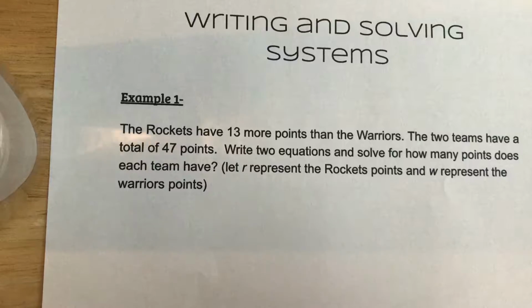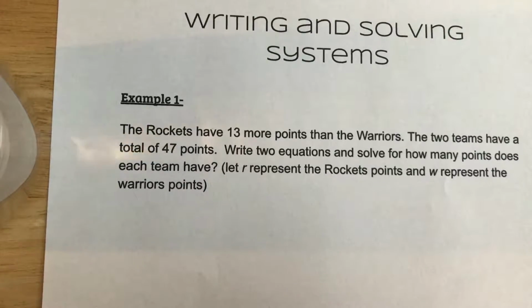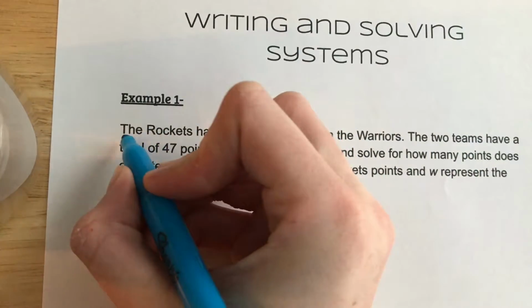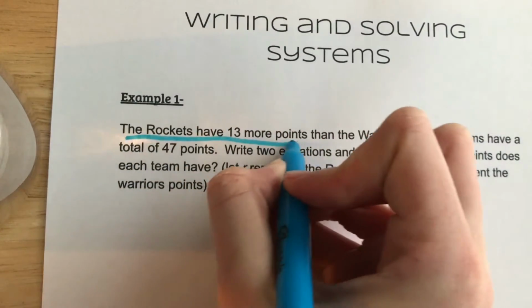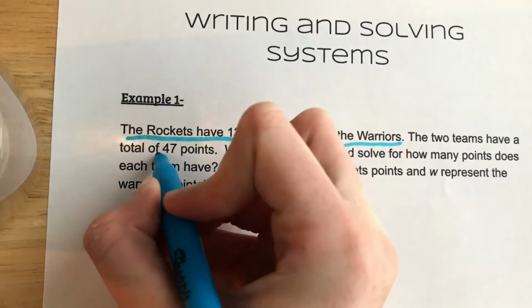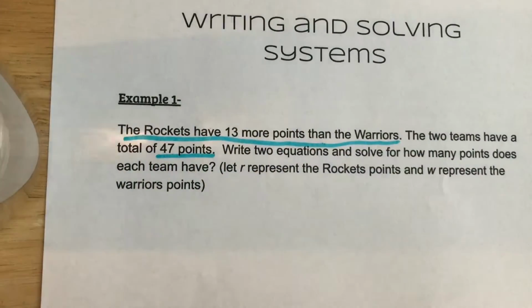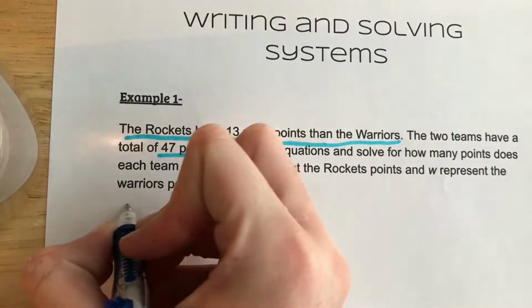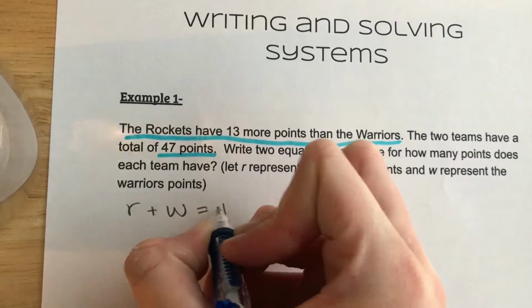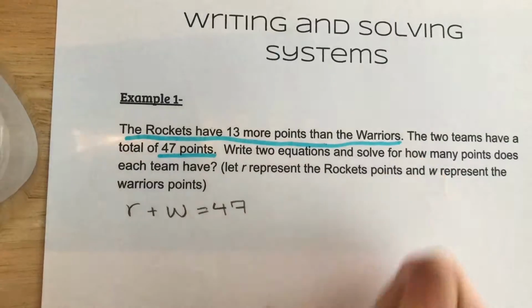Let R represent the Rockets' points and W represent the Warriors' points. So the first thing we're going to do is underline any facts. First fact, the Rockets have 13 more points than the Warriors. And our second fact is the two teams have a total of 47 points. So, if the two teams have a total of 47 points, that means the Rockets plus the Warriors has to equal 47. So that's one.